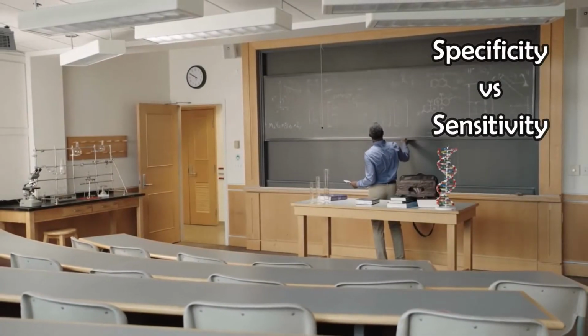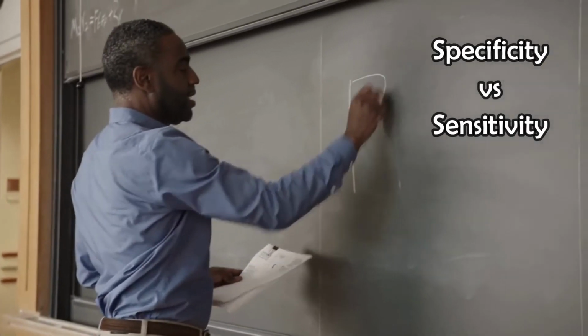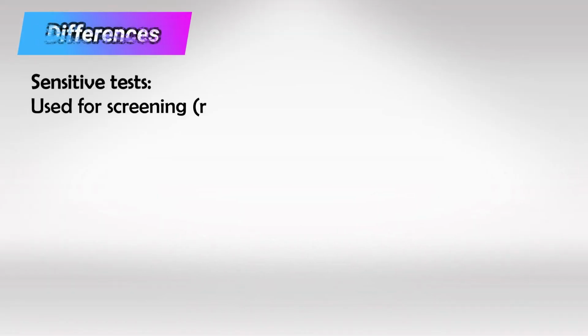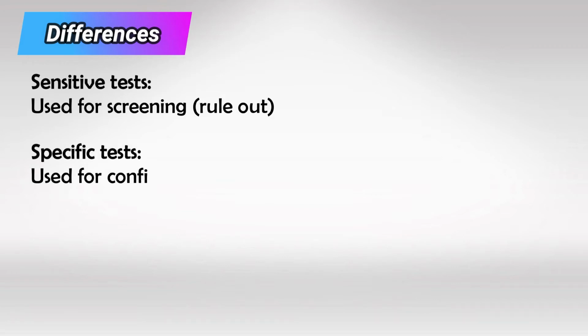Welcome back. In this video, we'll talk about sensitivity and specificity. A sensitive test is one that we use to screen diseases, and it's used for ruling out. On the other hand, a specific test is a confirmative test, and we use it to rule in diseases.